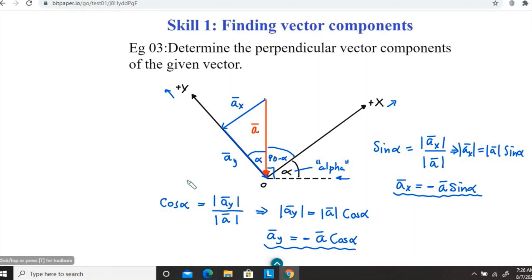So that's how you do this, and I believe with this you should be more confident in finding out the perpendicular vector components given any type of vector and any type of perpendicular coordinate system, whether they are rotated or not. You should be able to figure out the perpendicular components of a given vector. So this covers skill 1.